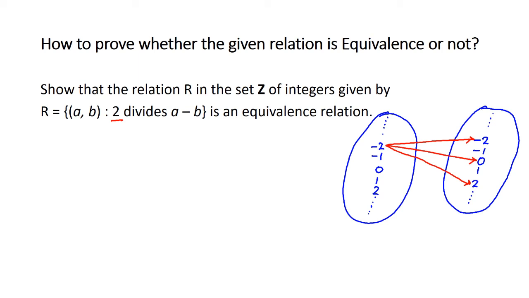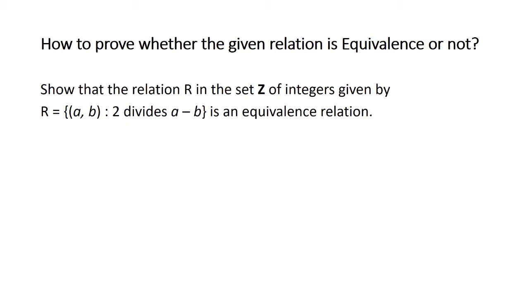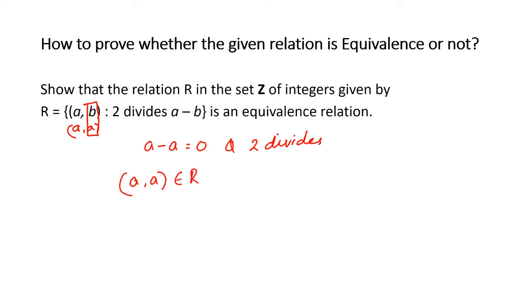Now the question is whether it is equivalence or not. Equivalence means reflexive, symmetric and transitive. Let's prove one by one. For reflexive, I need to check whether (a, a) belongs to this relation or not, means b has to be replaced with a. Here a minus a I know is equal to 0 and 2 divides 0, which means (a, a) belongs to this relation, which shows that the given relation is reflexive.